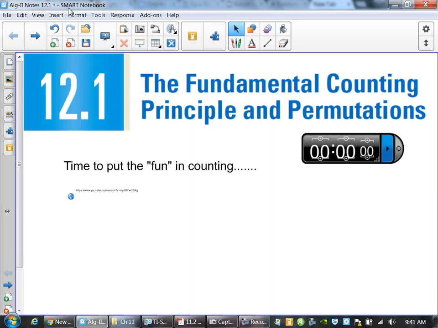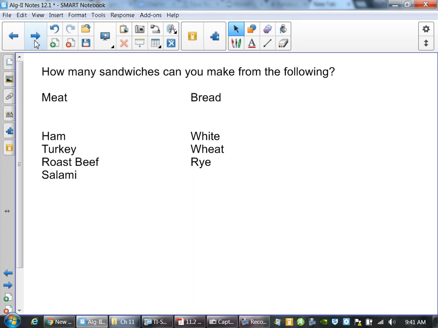So anyway, let's talk about counting principles and permutations. Now, what we're looking at here is how can we come up with different ways of putting sandwiches together. So if we have 4 different meats to choose from and 3 different types of bread: we have ham, turkey, roast beef, and salami, and we have 3 types of bread, white, wheat, and rye.